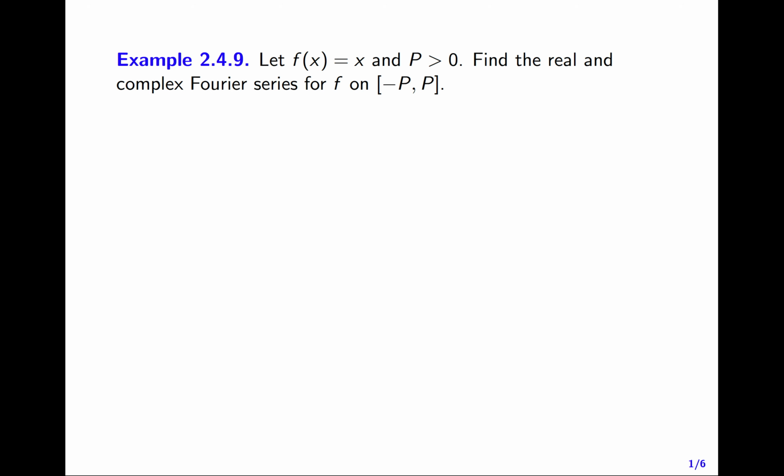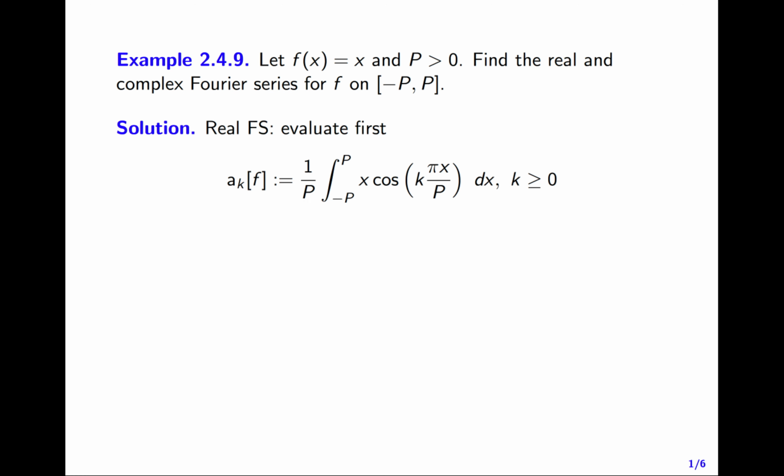Hello, and welcome to our calculation of a very explicit Fourier series. We'll take f of x equals x and an arbitrary period p greater than 0, and we want to find the real and complex Fourier series for f on the interval minus p to p. So, let's do the real Fourier series first.